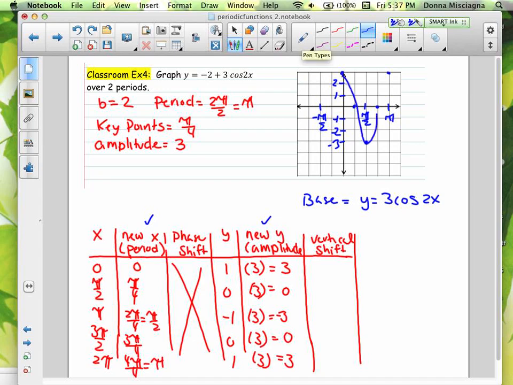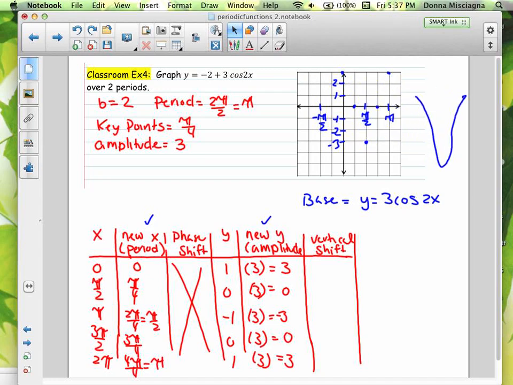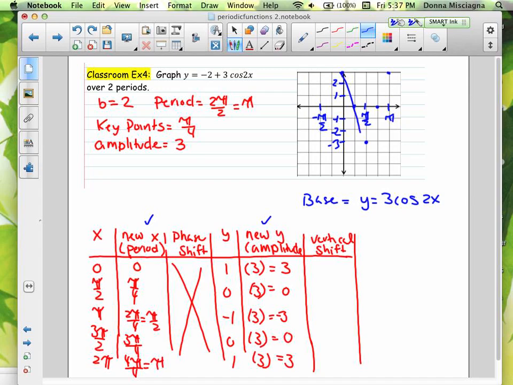Oh, I just missed my point. Let me try it one more time. And horizontally compressed because of the period change. So it goes through the cycle faster, just in half the time, just pi. There we go, that looks a little bit better.